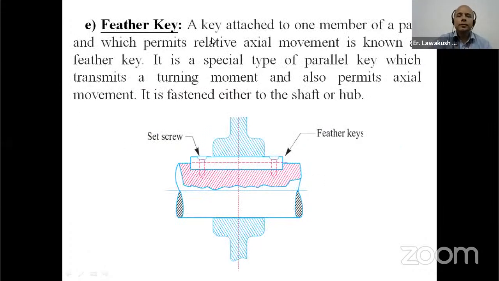Next one is the feather key. A key attached to one member of a pair and which permits relative axial movement is known as a feather key. It is a special type of parallel key which transmits a turning moment and also permits axial movement. It is fastened either to the shaft or hub. This diagram is showing the arrangement of the feather key along with the set screw as well as the shaft and pulley.